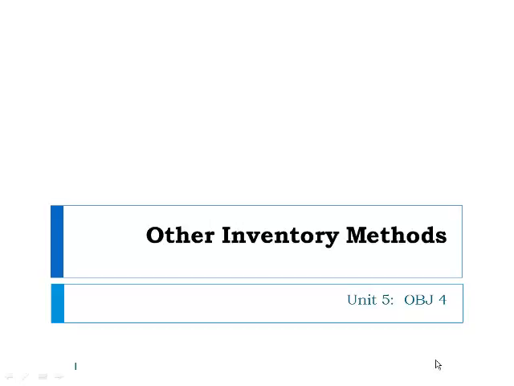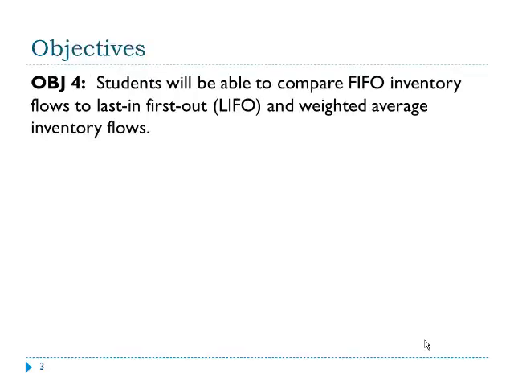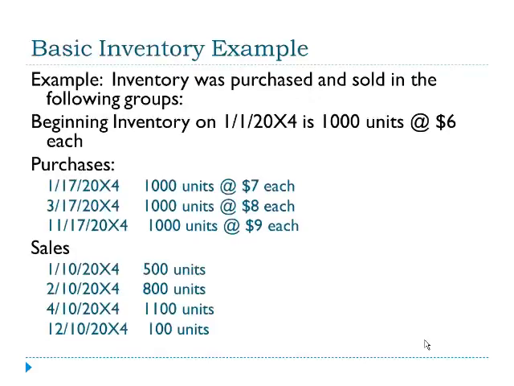Welcome to Objective 4 in Unit 5 of Accounting 3310. We're in the second half of this objective, ready to talk about the inventory method of LIFO. Here's the basic inventory example that we're going to use to explore the differences that LIFO presents to the other inventory methods.